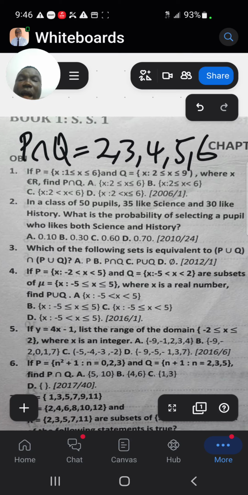So the answer would be A, where A says X is greater or equal to 2. That means 2 is included. And X is less or equal to 6. That means 6 is included. So the answer will be 2, 3, 4, 5, 6, which is option A. I hope you understand.